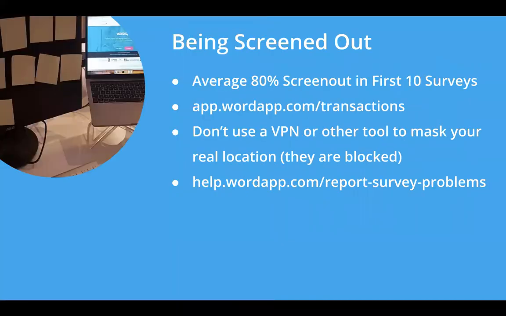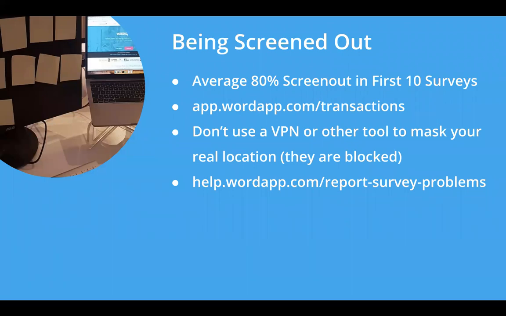What is important about survey tasks is that in the beginning, you get screened out quite a lot. In your balance, so in your transaction list, you can see the reasons why you are being screened out. And if you click on the link of those reasons, you will go to a help page where you can actually see what it means. The majority of the reasons why people are screened out in the first surveys, 80% of the times in the first 10 surveys, is simply because we don't have enough profile data at the survey client for you.